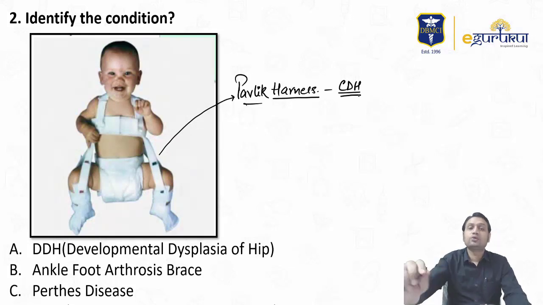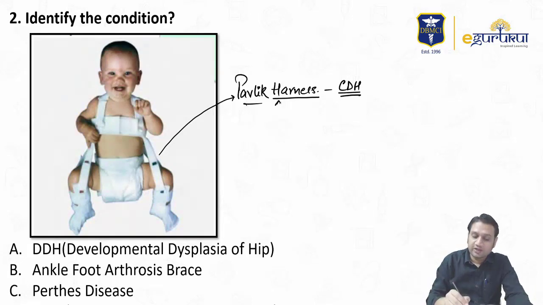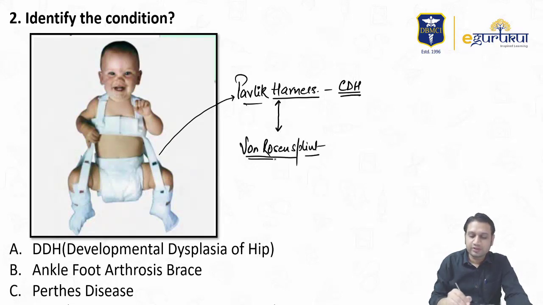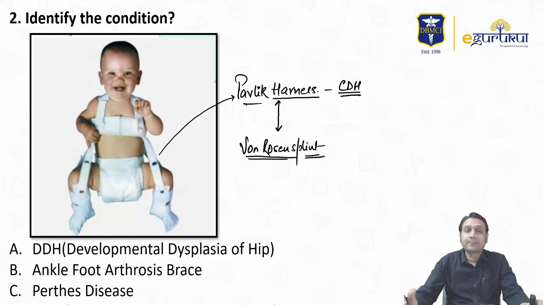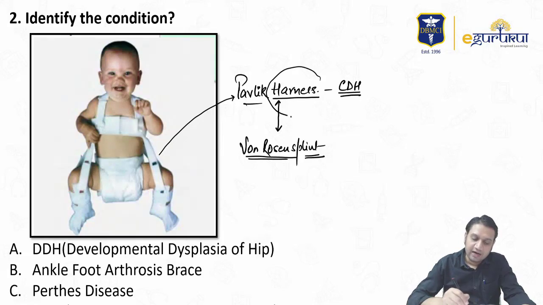Now you know that there are two different kinds of appliances which can be used for CDH. What are those? One is Pavlik harness and the other is von Rosen splint. Now I have often seen students getting confused between, sir, which one is von Rosen and which one is Pavlik harness, right? Students keep on getting confused and they often message, sir, splint or harness. So what is a harness? What is the basic meaning of a harness?